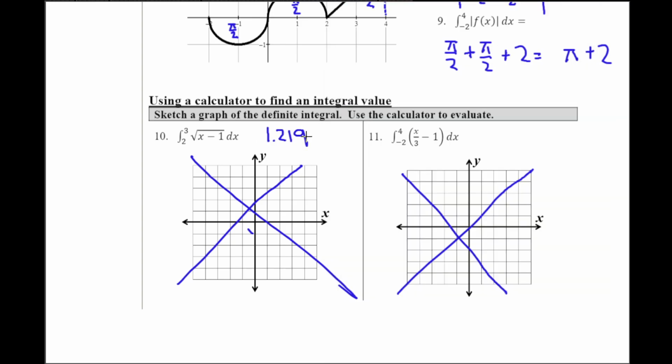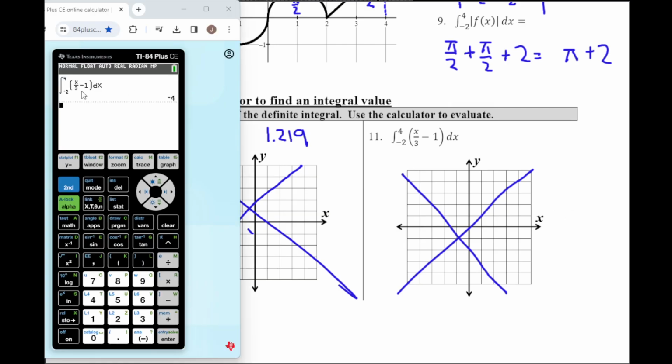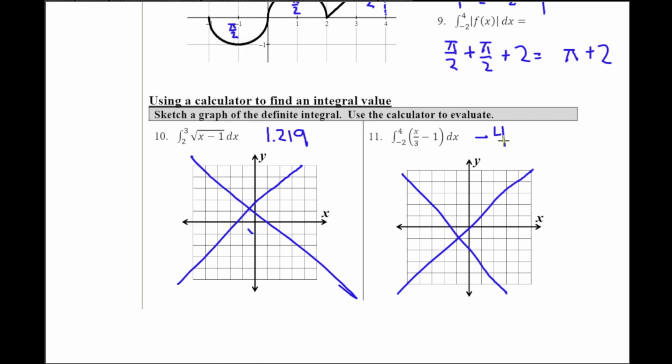I want you to pause it and try this integral on the calculator on your own right now. If you input it correctly into the calculator, you should have got an answer of -4. You can go ahead and start the practice, and you can skip the questions that require graphing, but you can do them on the calculator.